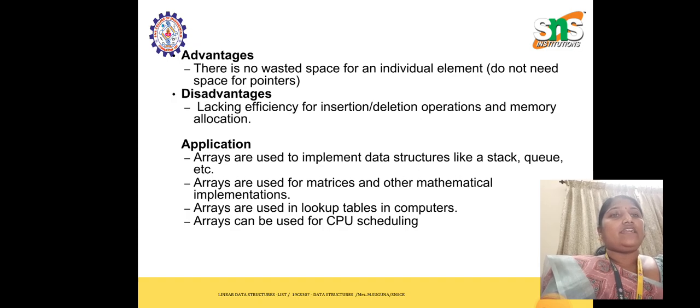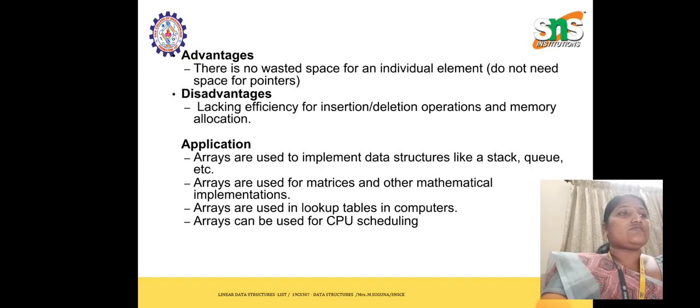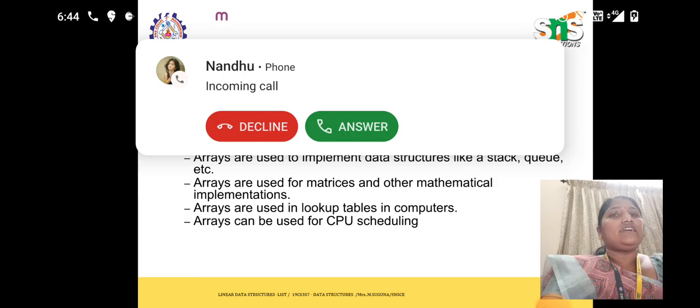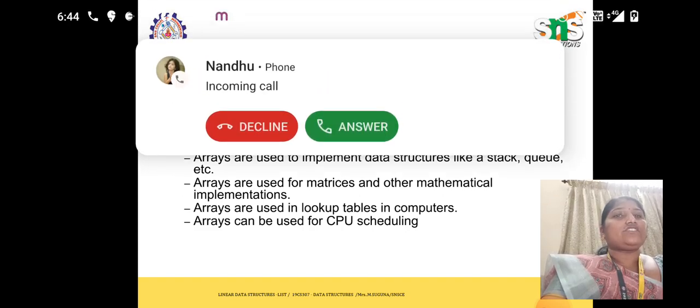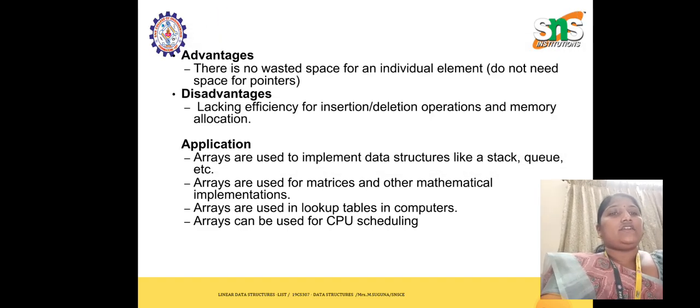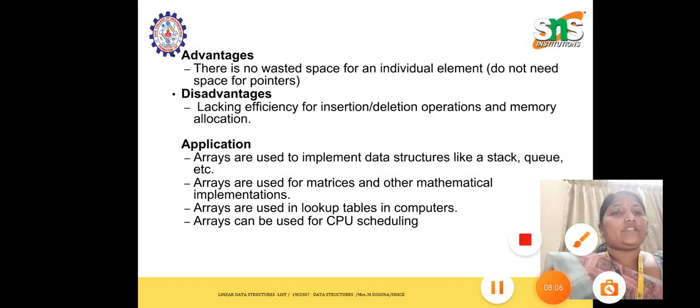The main advantage of the array implementation of a list is that there will be no wasted space for an individual element. Direct access can be done, memory efficiency will be high, and due to contiguous memory allocation, arrays will often have better cache performance. The disadvantage is that standard arrays have a fixed size. Next is inefficient insertion and deletion, meaning the time taken for insertion and deletion operations will be high. So this is the array implementation of a list.